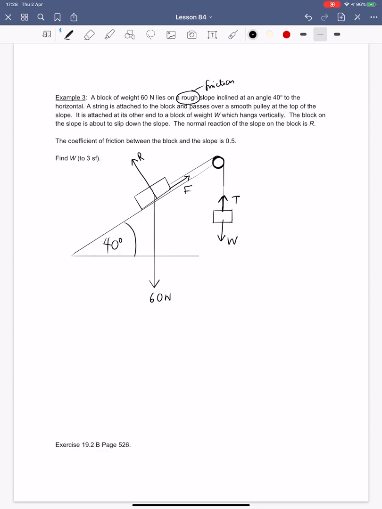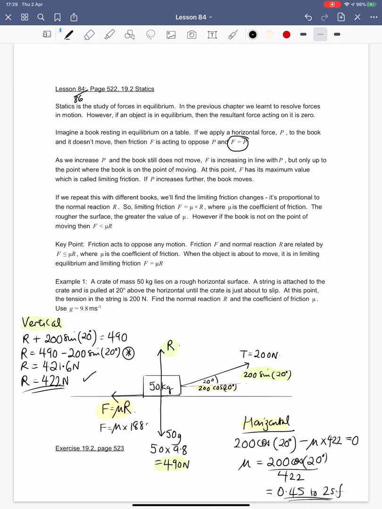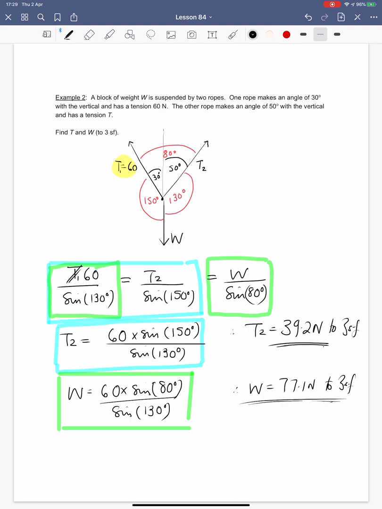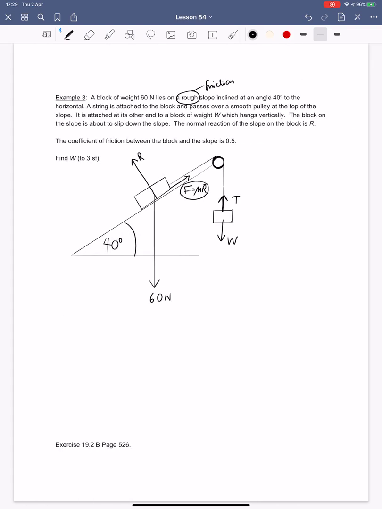The block on the slope is about to slip down the slope, and the normal reaction of the slope on the block is R. The coefficient of friction between the block and the slope is 0.5. So we had that F was mu R in that previous question. F is mu R, that's always the case. So that's what friction is. The coefficient of friction, that's the mu, between the block and the slope is 0.5. So the friction is 0.5 R. Let me rub out some of this because it's going to get a bit busy. And that's that force there.